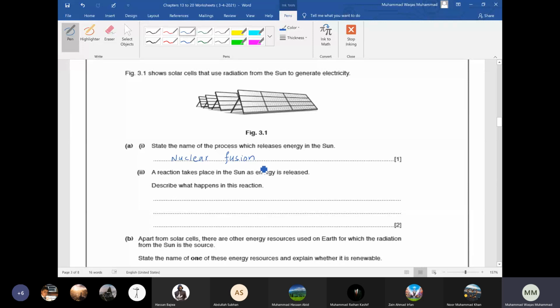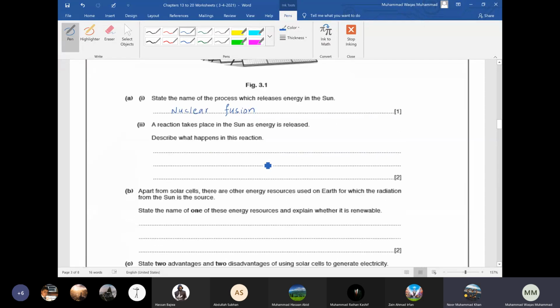And beta, fusion means what? Joining together. In the sun, the nuclei of hydrogen atoms join together to make a helium nucleus. So this is an example. Simply, fusion is joining of smaller atoms to form a larger atom. So in fusion, what happens, beta? Smaller nuclei join, or combine, to form larger nuclei.